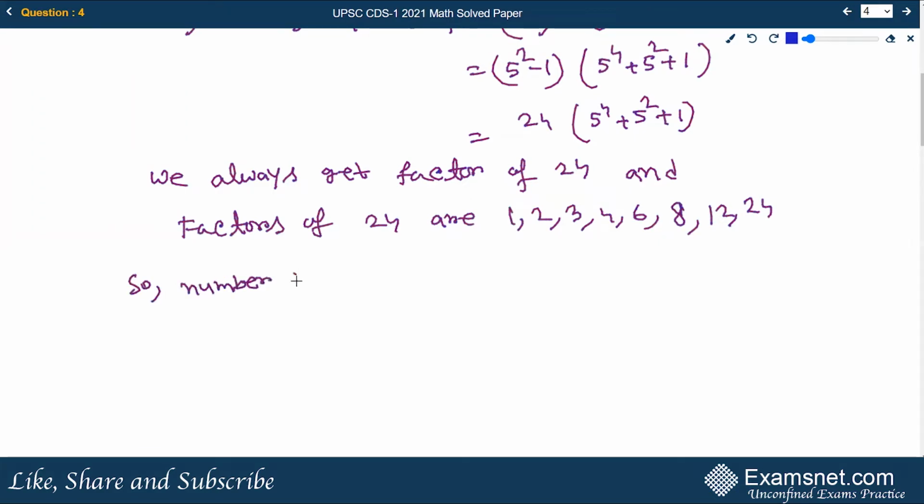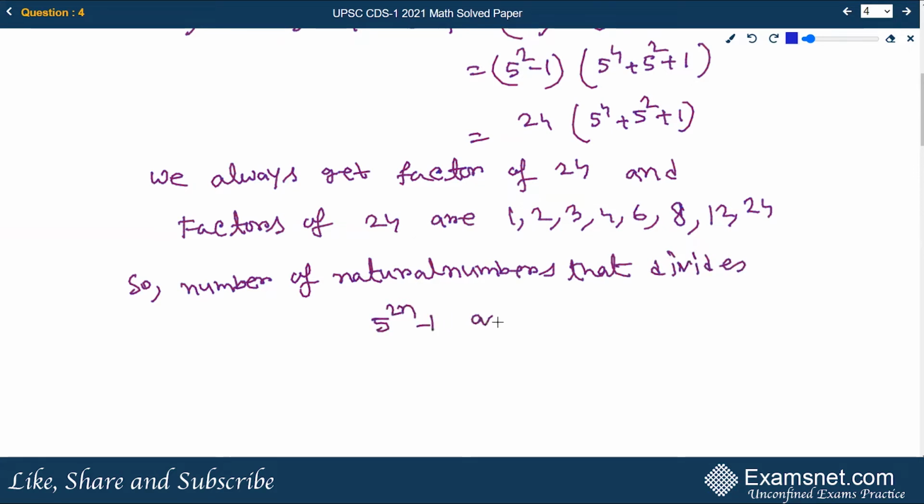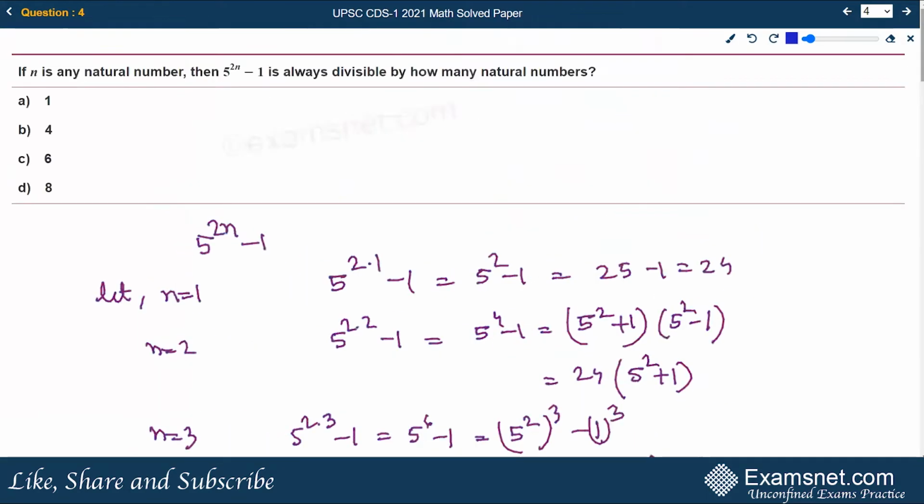The number of natural numbers that divide 5 to the power 2n minus 1, those are 1, 2, 3, 4, 5, 6, 7, 8. Okay, there are 8 numbers. So here it is always divisible by how many natural numbers? 8 natural numbers. Option D is the correct answer here.